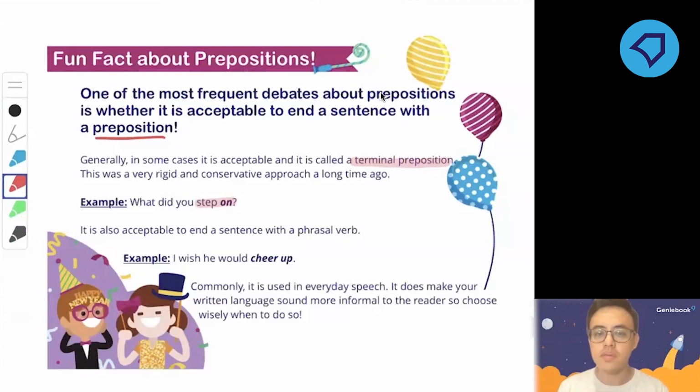It's fine to end with the word on. Nowadays they are allowing people to write English sentences with the preposition at the back. So it is acceptable to end a sentence with a phrasal verb. Okay, I wish he would cheer up. It's commonly used in everyday speech, and it does make your written language sound more informal to the reader. So choose wisely when to do so.